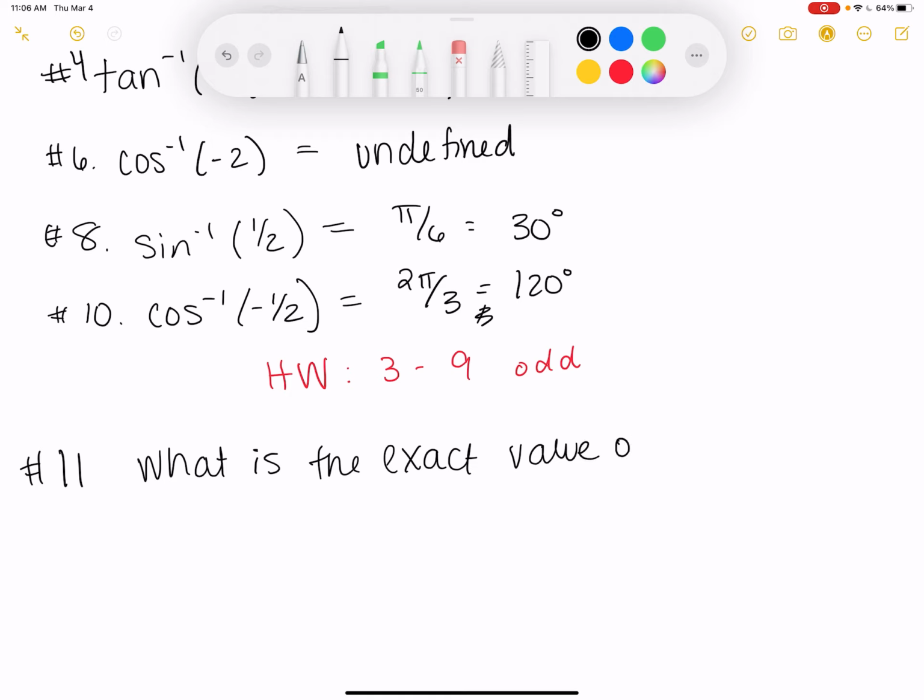3, no, 5, no, 7, and 9. Starts at 3. What is the exact value of the arc cosine of root 2 over 2?